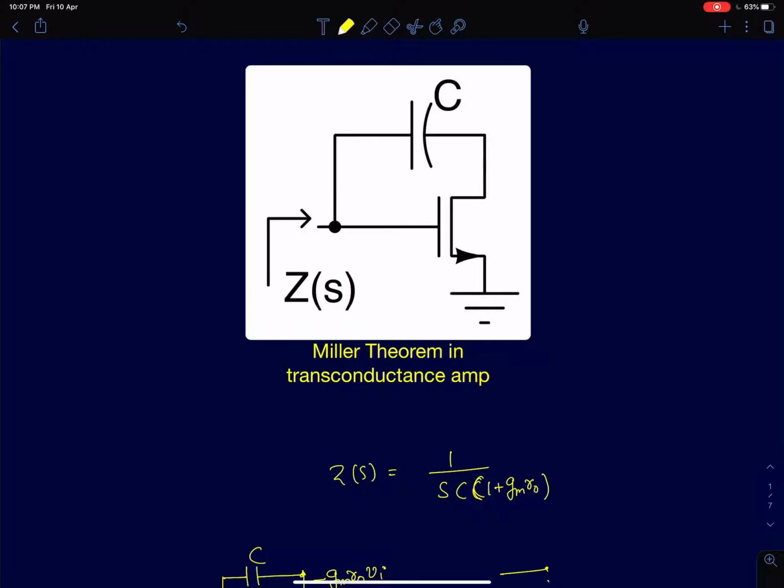Hi everyone. In this lecture, we will discuss how to apply Miller's theorem for MOS based circuits.